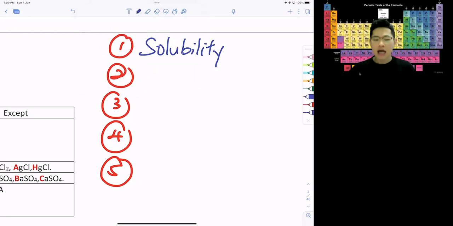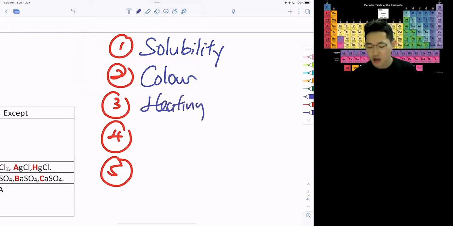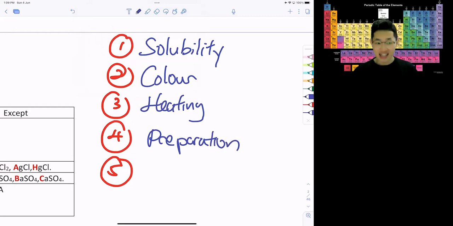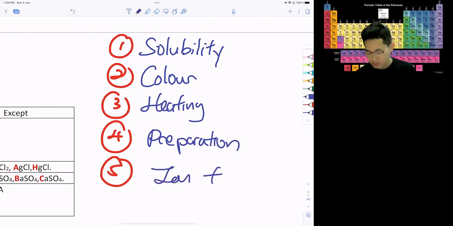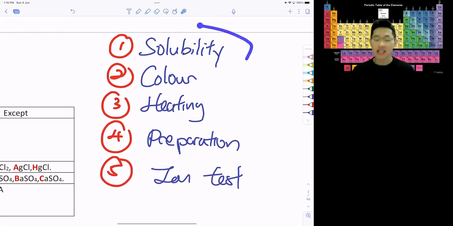Okay, 5 major parts. After solubility, there will be color of salt. And then we will have heating of salt, which is decomposition of salt. After that, we will have preparation of salt. And finally, the ion test. These are the 5 things that we will go through today. So first starts with the easiest part. Solubility is very important when it comes to preparation of salt.